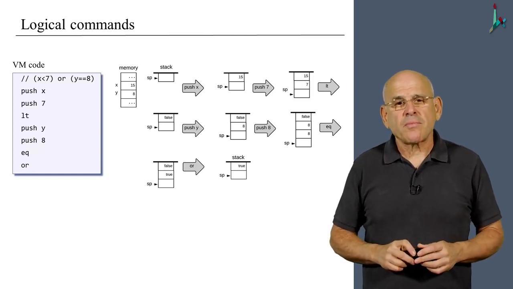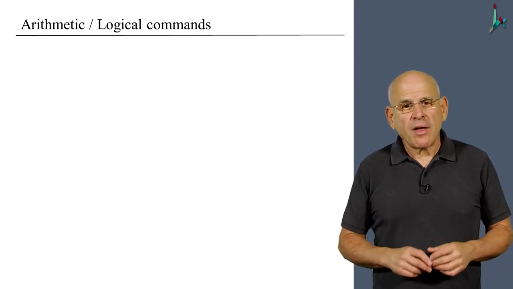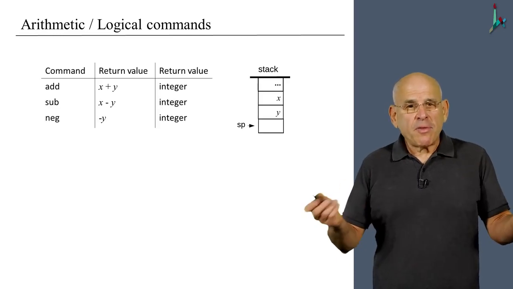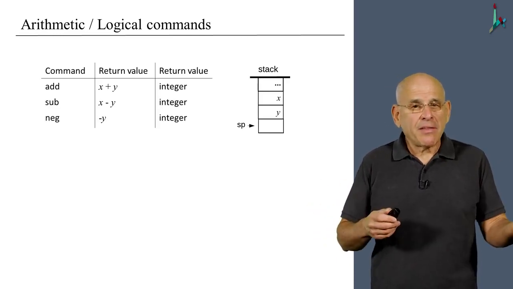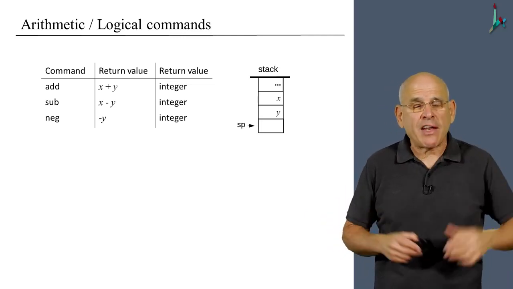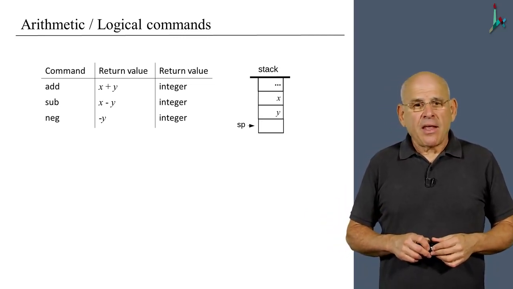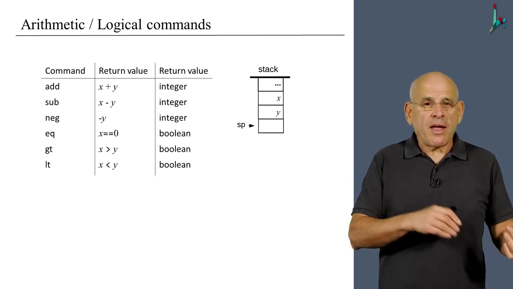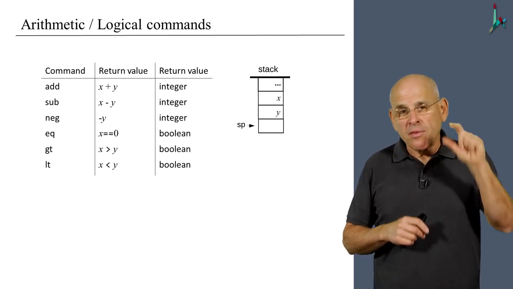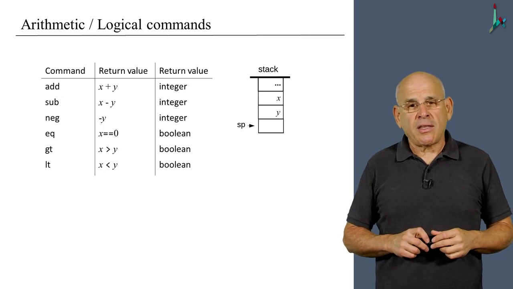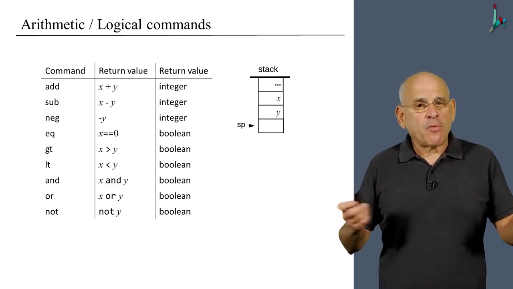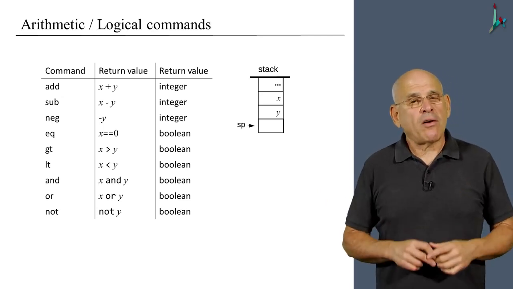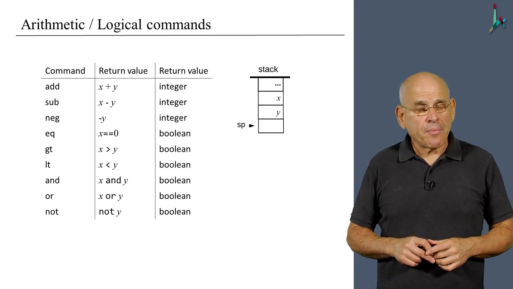So please do this. So to recap what we've done so far, here are our arithmetic logical commands. We have 3 arithmetic commands, add, subtract, and negate, that always operate on the topmost values in the stack. Then we have 3 logical comparison commands, equal, greater than, less than, which also operate on the 2 topmost values in the stack. And finally, we have the 3 classical logical connectors, and, or, and not, that also operate on the 2 topmost values of the stack.